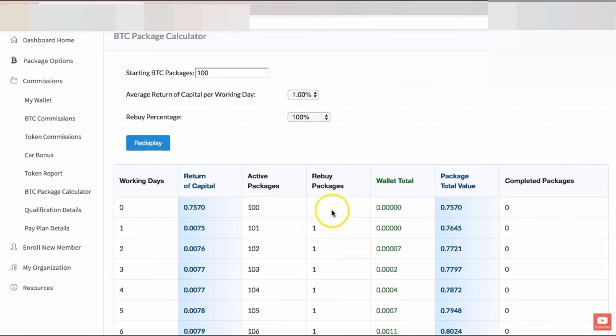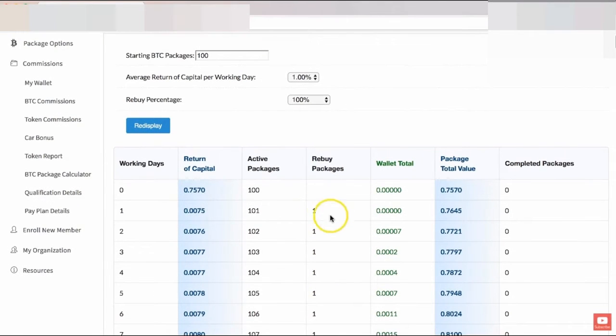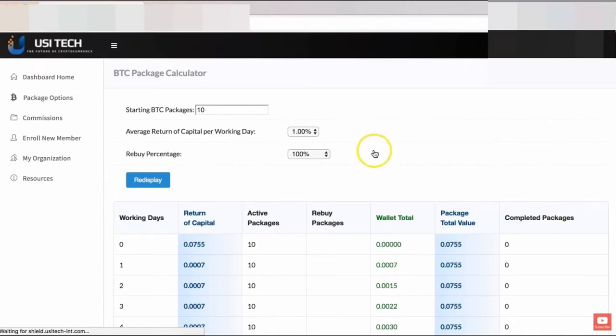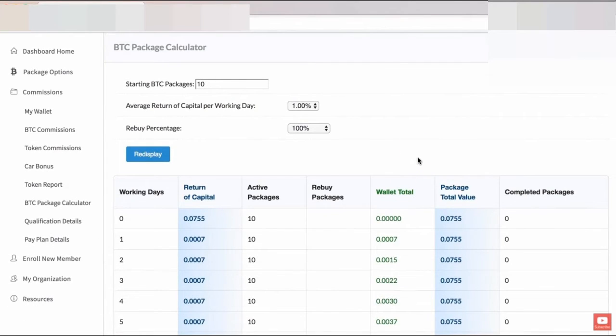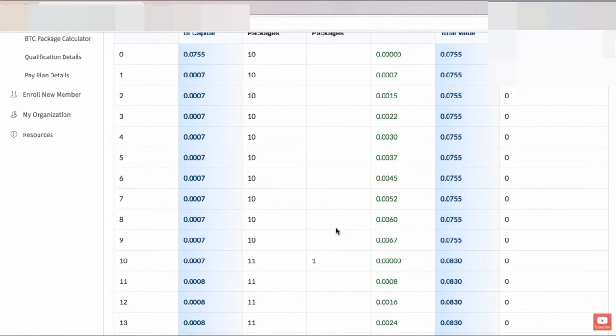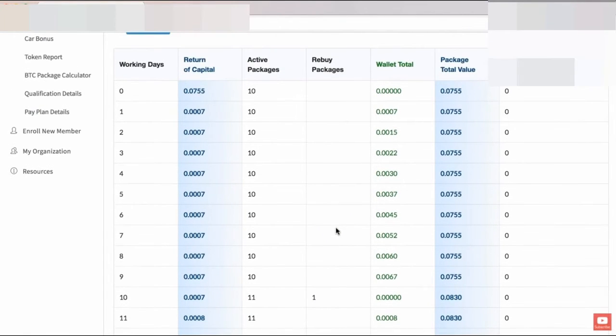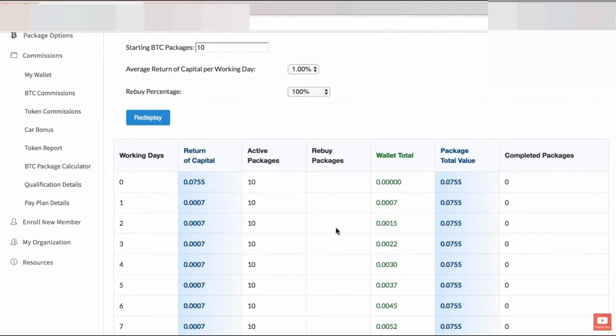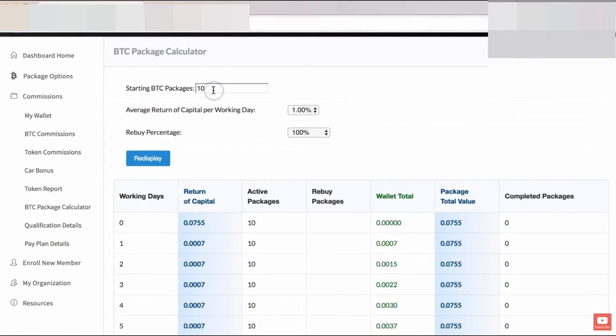And then rebuying: how many packs can we rebuy on certain days with our returns, and this will differ depending on how much money we have going in. For example, if I put 10 packages in here, which is obviously less capital in at the start, I don't get my first rebuy till the 10th day because of the 1% on average return every day. And then let's go back to just 100.